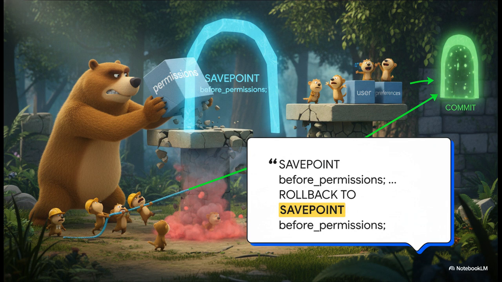So now, when that permissions insert fails, notice what we do. We don't issue a full rollback. Instead, we say rollback to Savepoint before permissions. This zaps us right back to our checkpoint, erasing only the failed step. And then we can commit all the good work that happened before it.